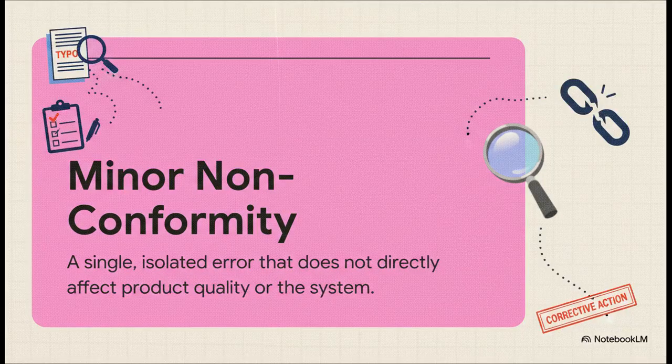And finally, we've got the minor nonconformities. These are your single, isolated slip-ups, a typo in a document or one signature missing from a logbook. But here's the thing, and it's really important. Minor doesn't mean you can ignore it. It's still a violation of the rules, and it still has to be fixed. The key difference is that it doesn't suggest the whole system is collapsing.